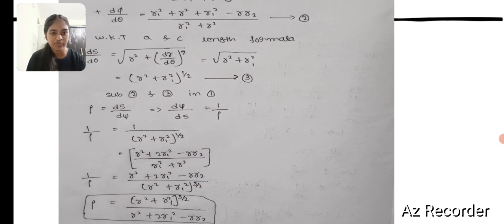Consider it as equation 4, and substitute 3 and 4 in equation 2. 1 by rho is equal to 1 by (r square plus r1 square) whole to the power 1 by 2 into (r square plus 2 r1 square minus r into r2) divided by (r1 square plus r square). So 1 by rho is equal to (r square plus 2 r1 square minus r2) divided by (r2 plus r1 square) whole to the power 3 by 2, where rho is equal to (r square plus r1 square) whole to the power 3 by 2 divided by (r square plus 2 r1 square minus r into r2).